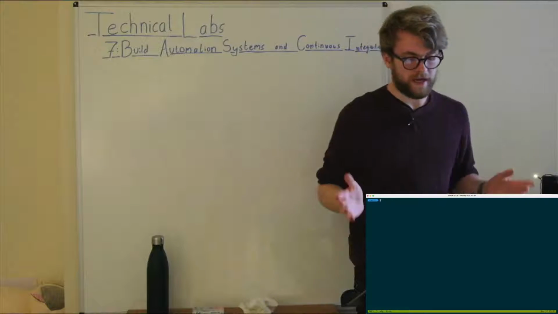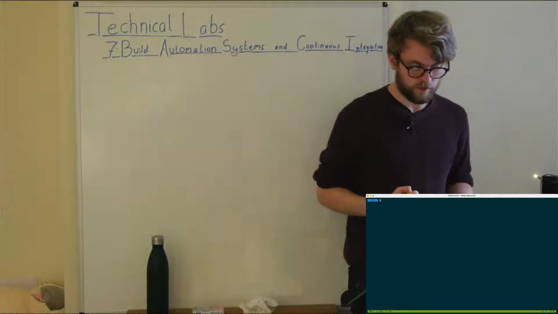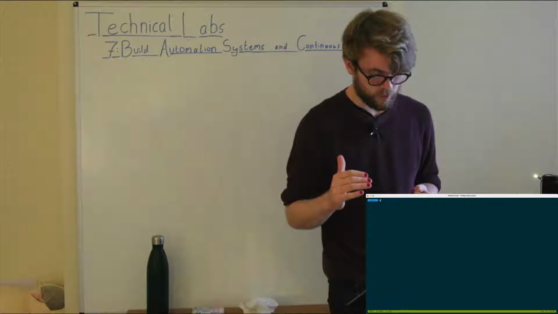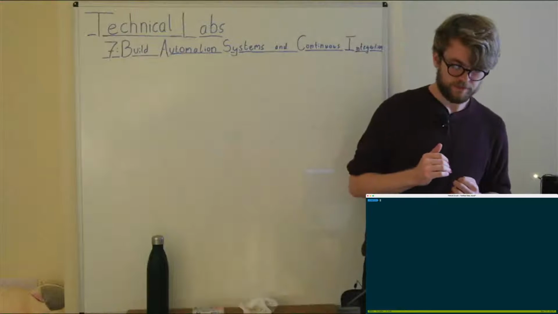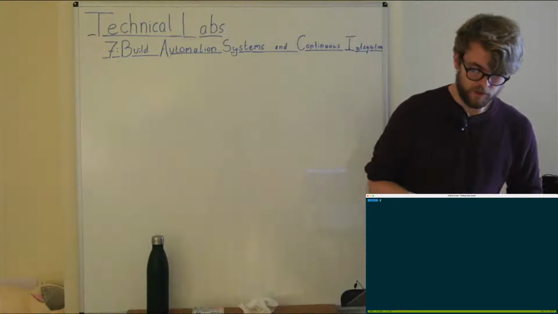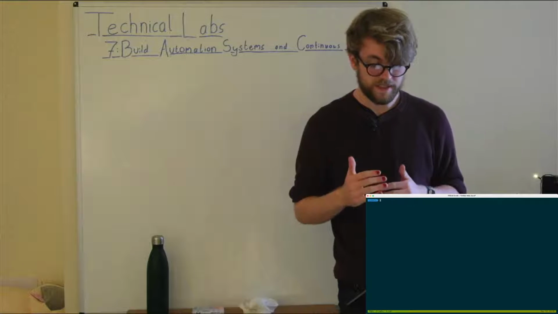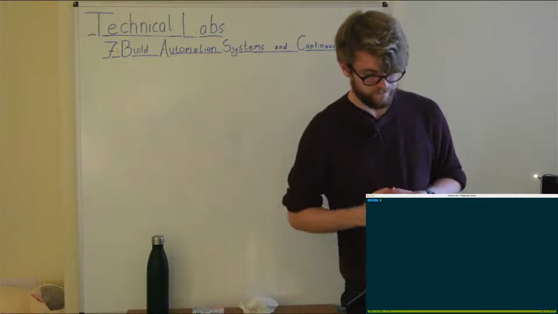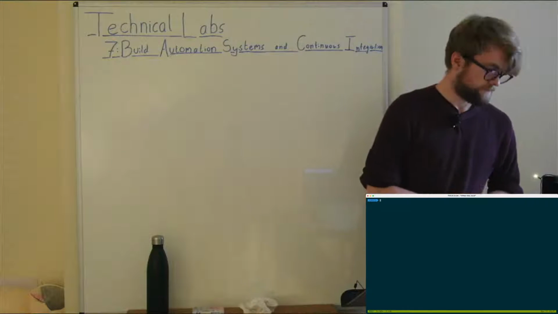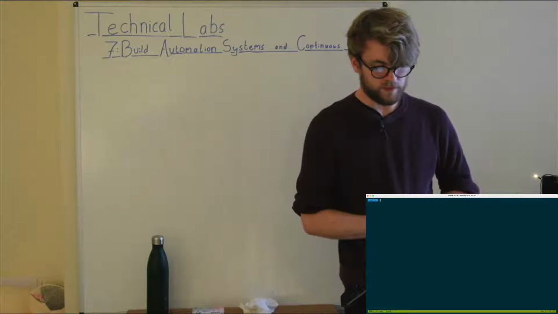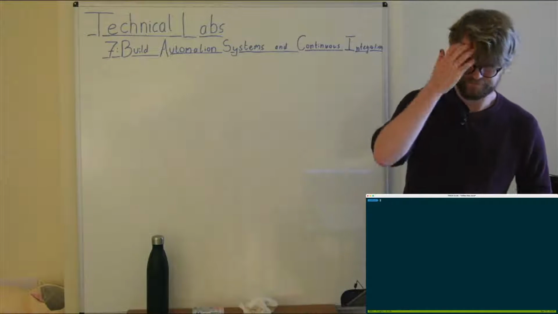Okay, so what categories are we going to go for? We're going to go for the categories of build automation, continuous integration and deployment, dependency management, and unit testing. Don't worry about what these are at the moment, but we're going to cover 1 and 2 today, and then 3 and 4 next week. Cool. All right, so let's get into build automation systems first.